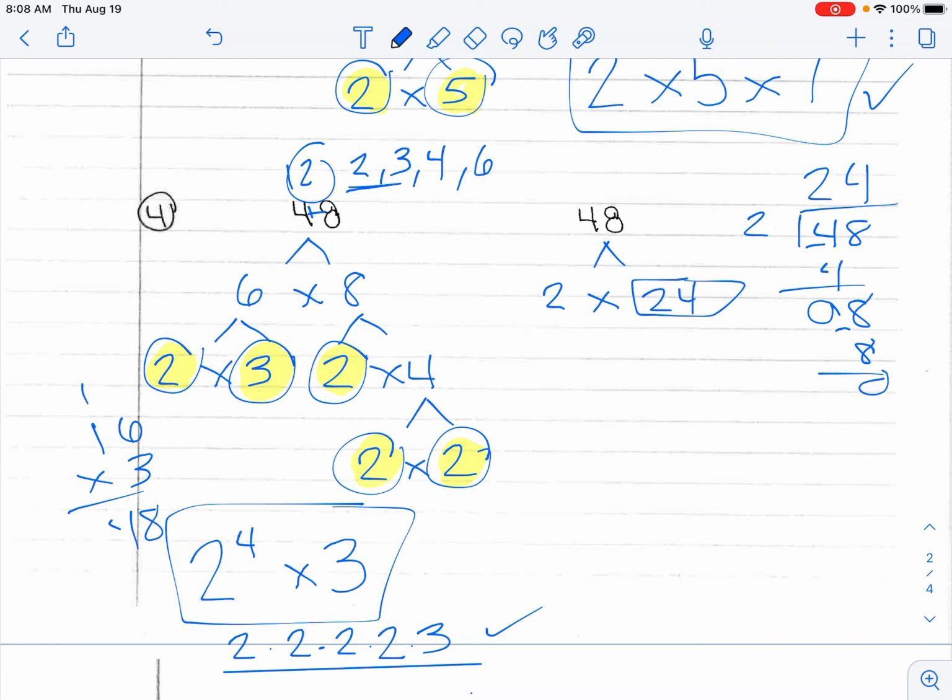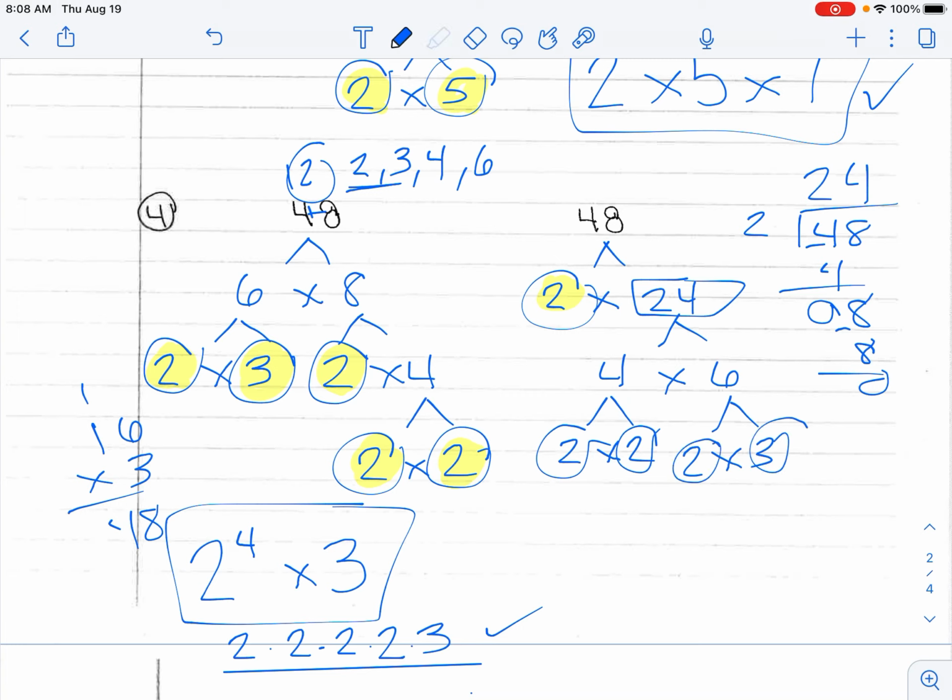So 2 times 24 is 48. So 2 is prime, but 24 is not, so that's going to need some branches. I know that 4 times 6 is 24. On my 100s chart, 4 and 6 are not highlighted, so those are going to have to get a set of branches each. 4 is 2 times 2, and 6 is 2 times 3.